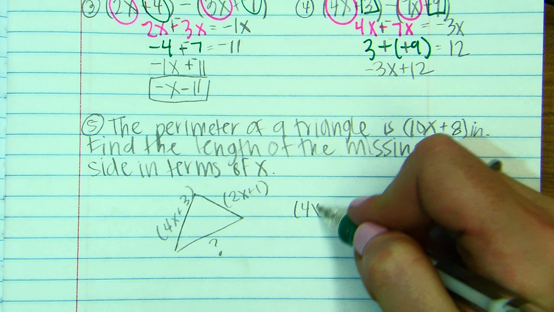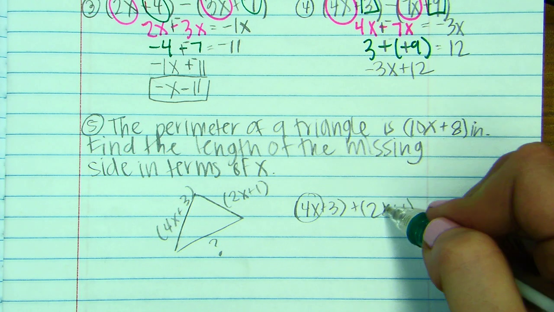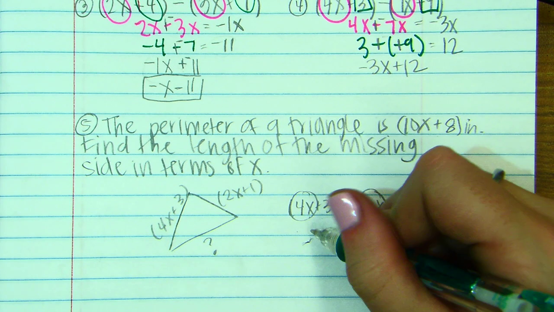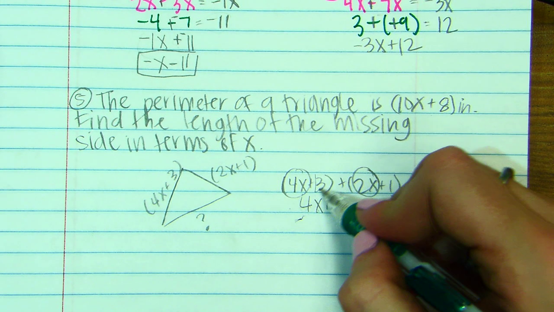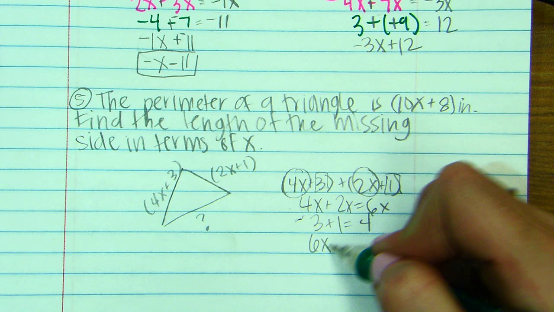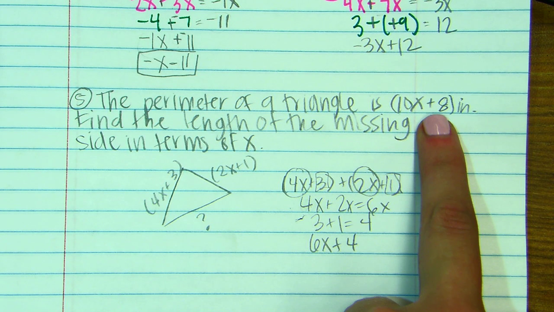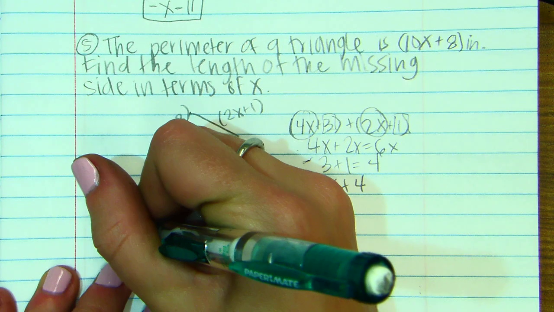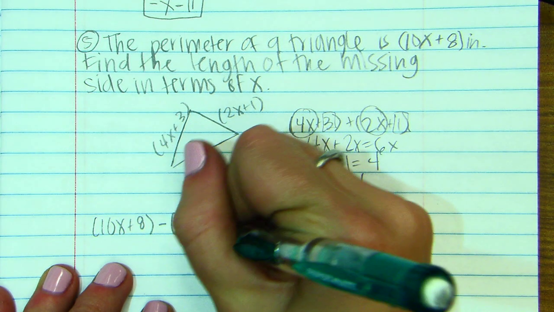I'm going to add those two first like we practiced last time. So 4x plus 3 plus 2x plus 1. And these are like terms, so I get 6x. Sorry, I'm going to show my work. 4x plus 2x equals 6x, and 3 plus 1 equals 4. So together those add up to 6x plus 4. So if I want to find the missing side, I have to do 10x plus 8 minus 6x plus 4. So I'm going to write that down. I have 10x plus 8, the whole perimeter, minus the sum of the two other sides.